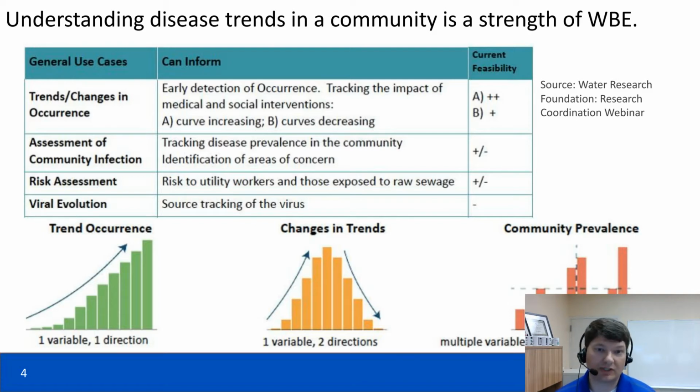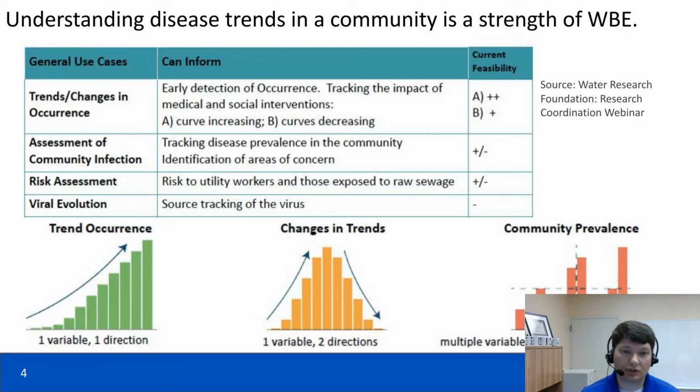Risk assessment, so risk to utility workers and those exposed to raw sewage. This has been a very hot topic. On the lab side, we tend to treat our samples at a BSL2 plus, almost to a BSL3 level when we're handling these samples, but a lot of the times there is some risk to these potential operators that are collecting those samples for us, and this is something that is an ongoing area of research.